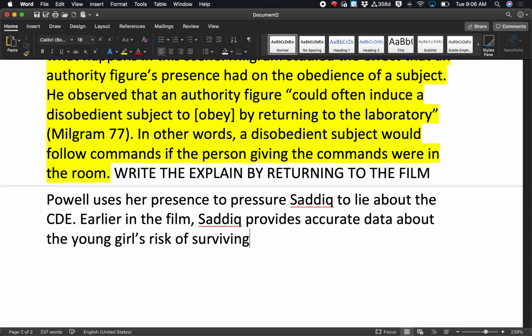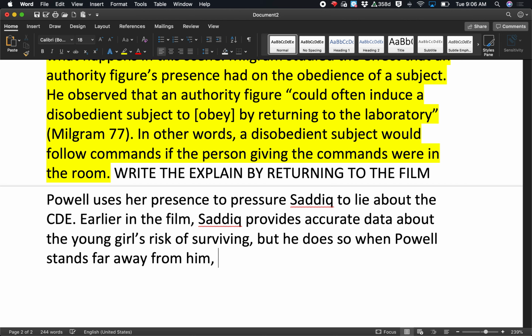I mentioned this young girl. You know who she is because we've seen the scene. The reader will know who she is because I've summarized the film already, so I'm just going to say young girl at this point. Sadiq provides accurate data about the young girl's risk of surviving, but he does so when Powell stands far away from him, when she is closer to her command center.